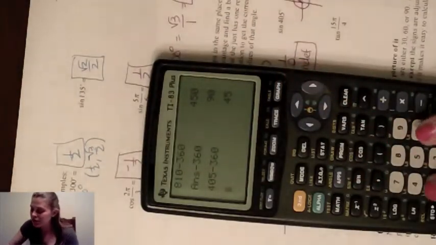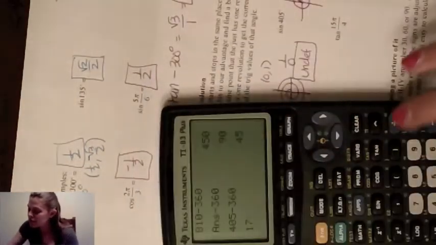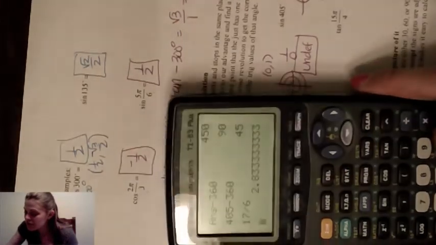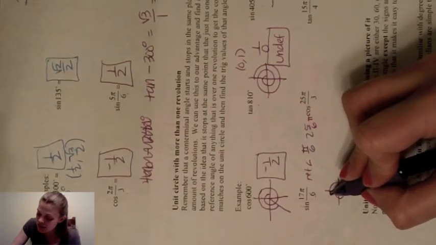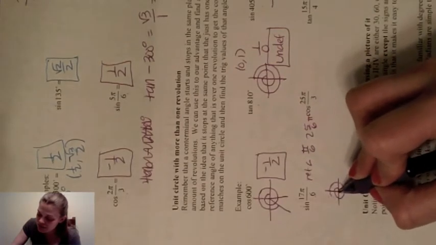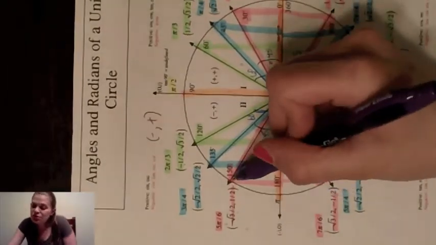Or you can do it in your calculator and do 17 divided by 6 and get 2.83. So if I draw this, I go around 1 full time and to 0.83, so this is 0.5, this is 3, so somewhere in here. And I have a pi/6 reference angle. Remember, your pi/6 is your 30-degree reference angle. So this is going to be your 30-degree reference angle in your second quadrant.